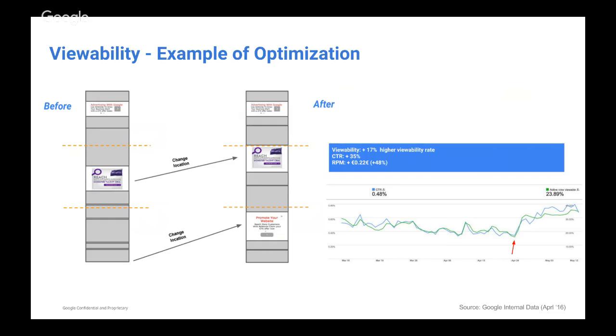And if you look at the metrics, you can see that viewability increased from 23% up to 48%, and that was also the increase in CTR. So you can see that the ads were clicked more, so it resulted in a much higher click-through rate. Overall, the revenues went up as well.